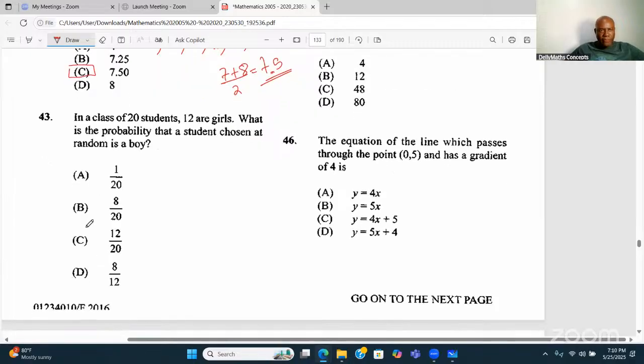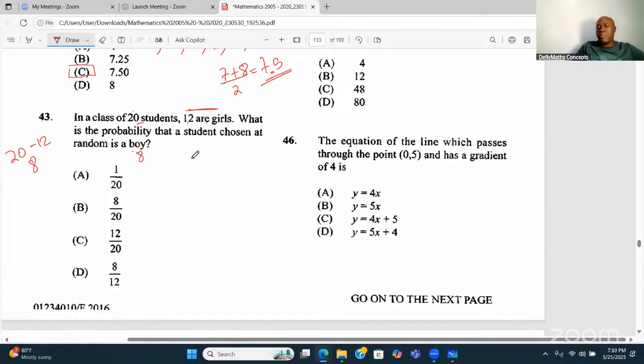All right. 43, let's see what's going on for 43. It says in a class of 20 students, 12 of them are girls. What is the probability that a student chosen at random is a boy? You see, is a boy. How many of them are boys? Well, 20 students, 12 girls. You take your 20, pull out the 12, you're left with 8. We have 8 boys.